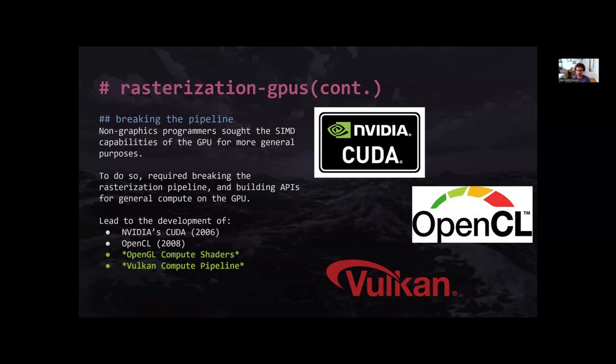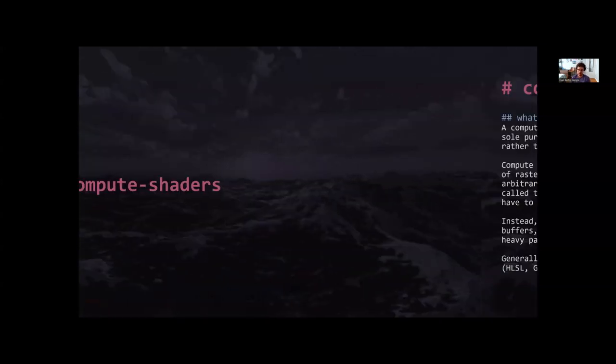In 2006, NVIDIA released CUDA, which is the first implementation of this idea. Following that, we had OpenCL in 2008, and more recently, we have OpenGL compute shaders and the Vulkan compute pipeline, which are the two things that I really use today, and it's commonplace when you want to do things within games. Most of the time the graphics APIs of choice for rasterizing our game tend to be OpenGL, Vulkan, or DirectX. So, compute shaders.